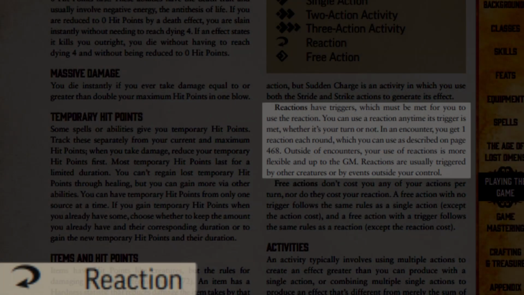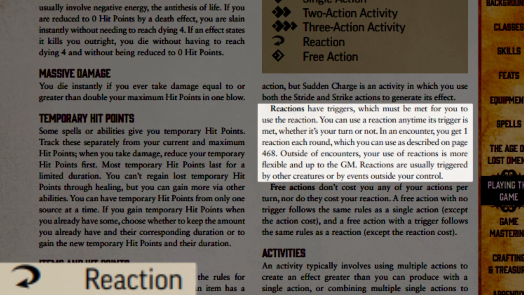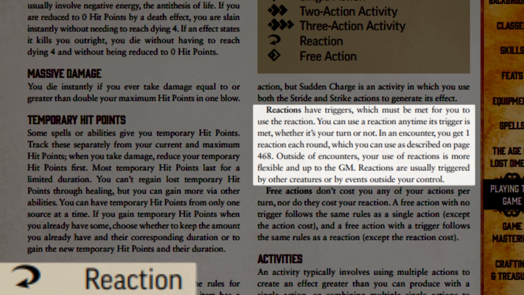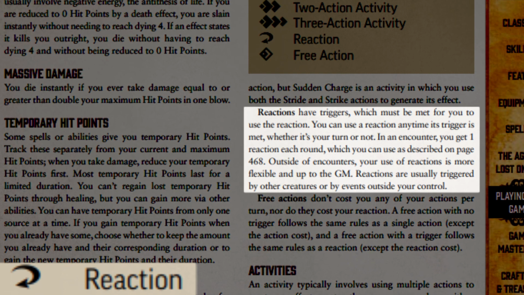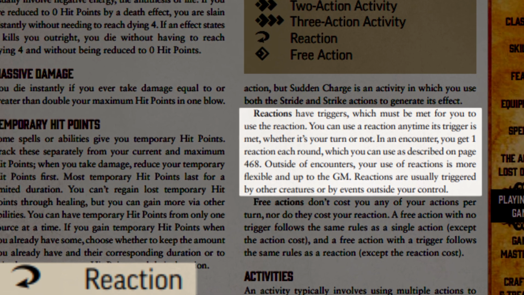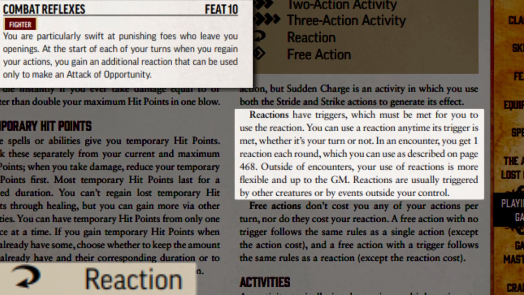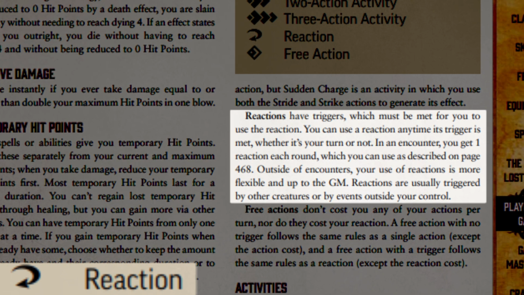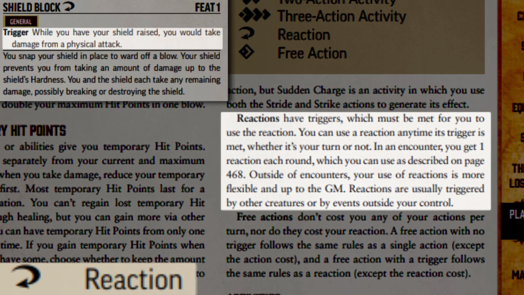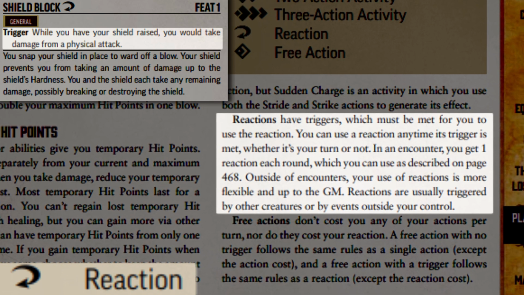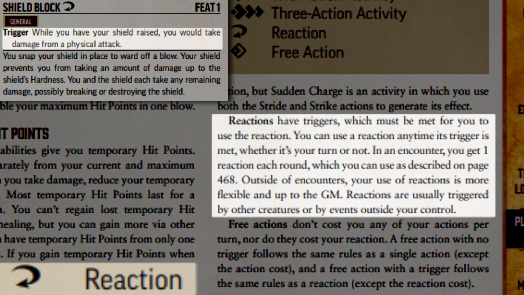Reactions are a special type of action that don't count towards your 3 actions per turn, but you can only use 1 reaction each turn. There are feats and spells that can alter this, however, such as the fighter's Combat Reflexes. Reactions also rely on a specific trigger to function. They can only be used when these triggers are met, such as an enemy attempting to run away from you or cast a spell.